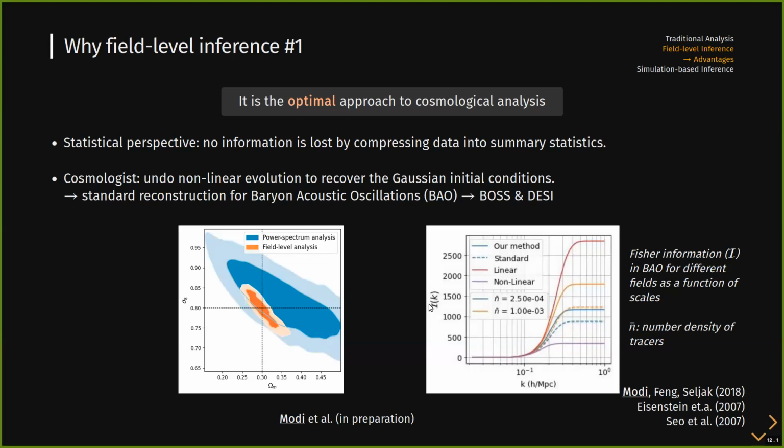What I'm exactly showing here is the Fisher information in the BAO oscillations for different kinds of fields as a function of scale, for different number densities of the tracers that you might observe in the universe. The two dashed lines here are the BAO information that you have in the field reconstructed by standard methods. And the two solid lines here are the information that you have in the field when you use forward modeling to do reconstruction. And you gain about 20 to 50% more depending on the number density that you're looking at. This is only for real space. In redshift space, the gains are much larger, but I would not go into the details of that.